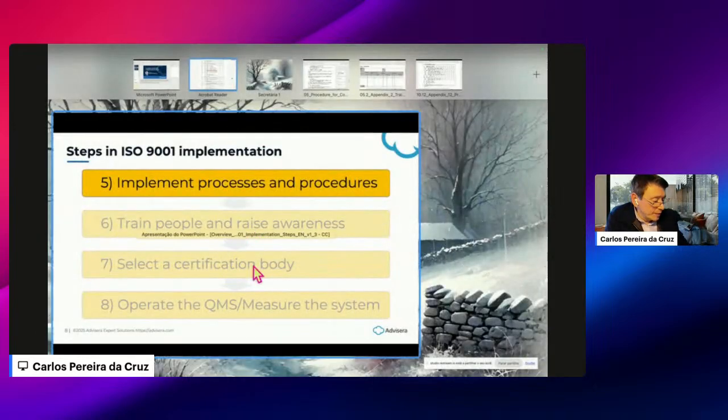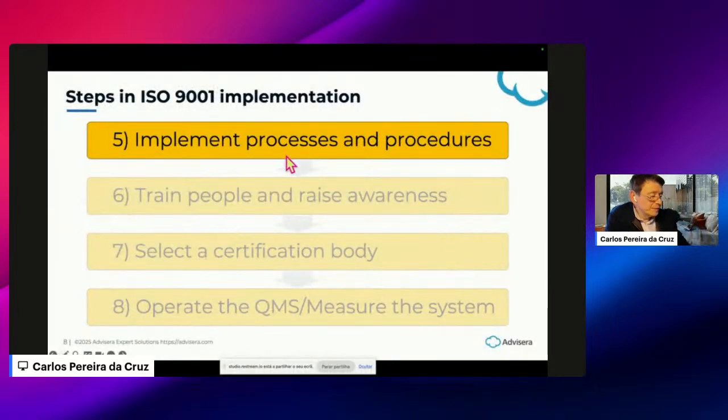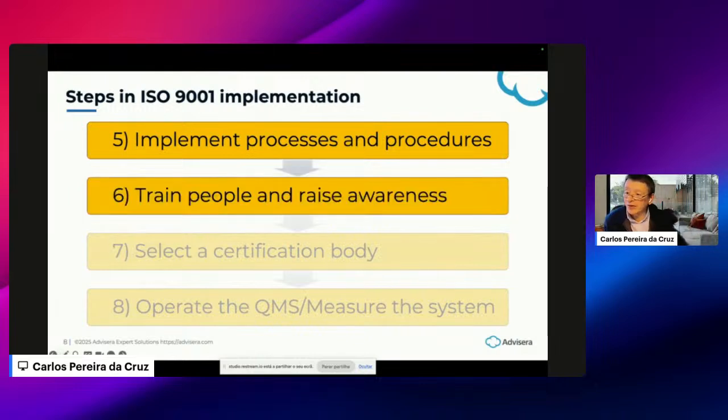Now, let's go back here. So, implement processes and procedures. Now comes step number 6, train people and raise awareness. Train and inform people about new practices, so quality policies, objectives, and their impact on the quality management system, results, and product service conformity. It's fundamental for everyone in the organization to understand the QMS and their role within it.